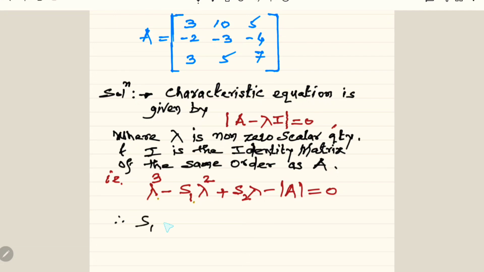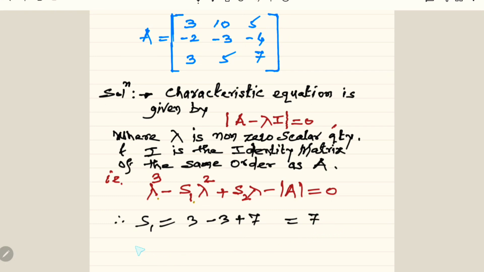The value of S1 is the sum of the principal diagonal elements, meaning the diagonal from left to right. Those elements are 3, the second diagonal element is -3, and the third diagonal element is 7. Therefore, 3 minus 3 gets cancelled, and we get the value 7 for S1.